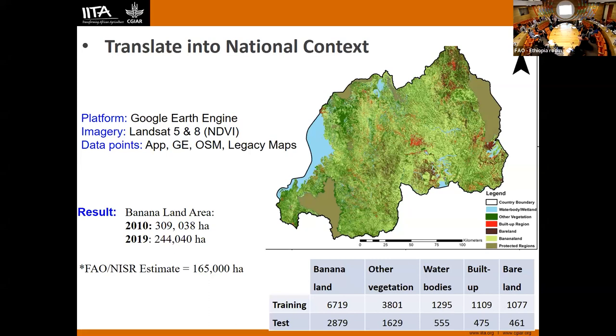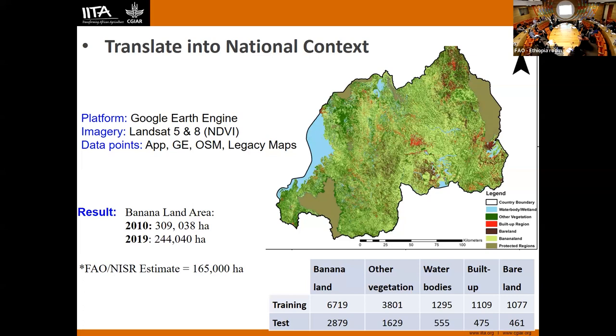And we thought, okay, how does this line up with FAO estimates? FAO estimates show that in 2019, there's 165,000 hectares of banana land area. That's a pretty large difference, you would think. And we thought maybe something is wrong with what we're doing. But as we thought deeper about this, we reckoned that FAO data comes from national estimate. And national estimate comes from extension agents saying, this is XYZ farm, and this is the area. And of course, they conduct their survey and they report that upwards.